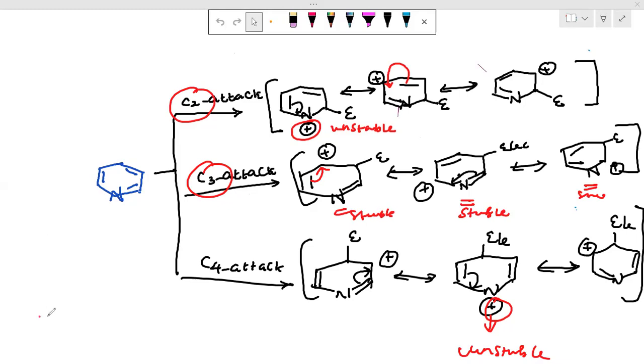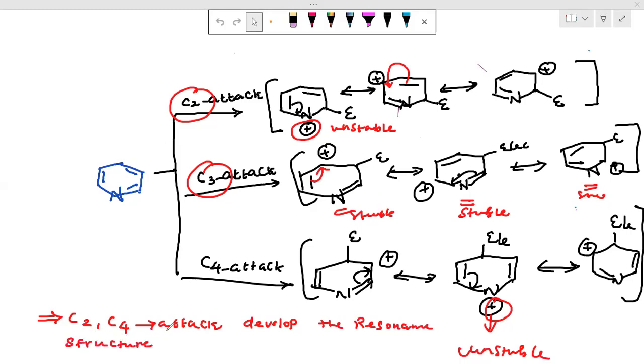Okay, so we can write it as C2 and C4 attack: developing the resonance structures, which are less preferred.